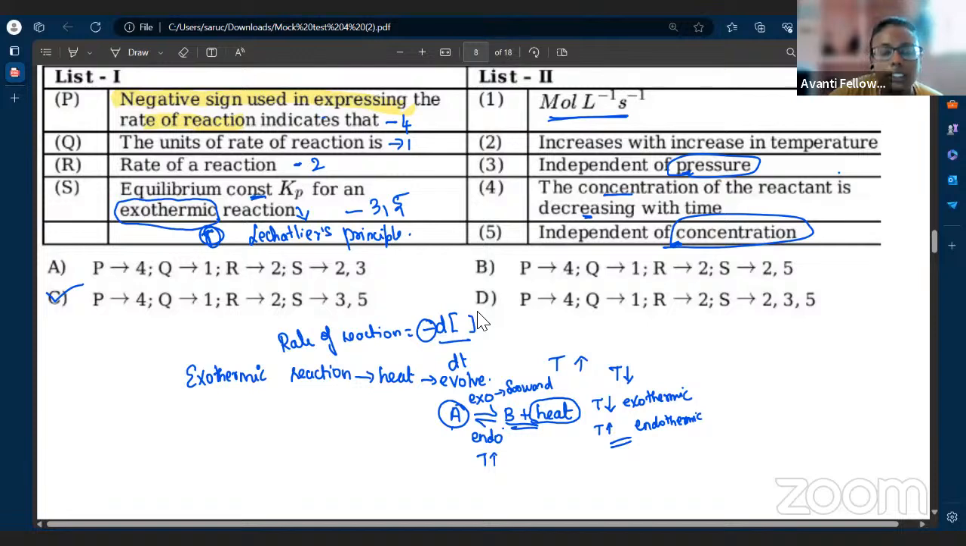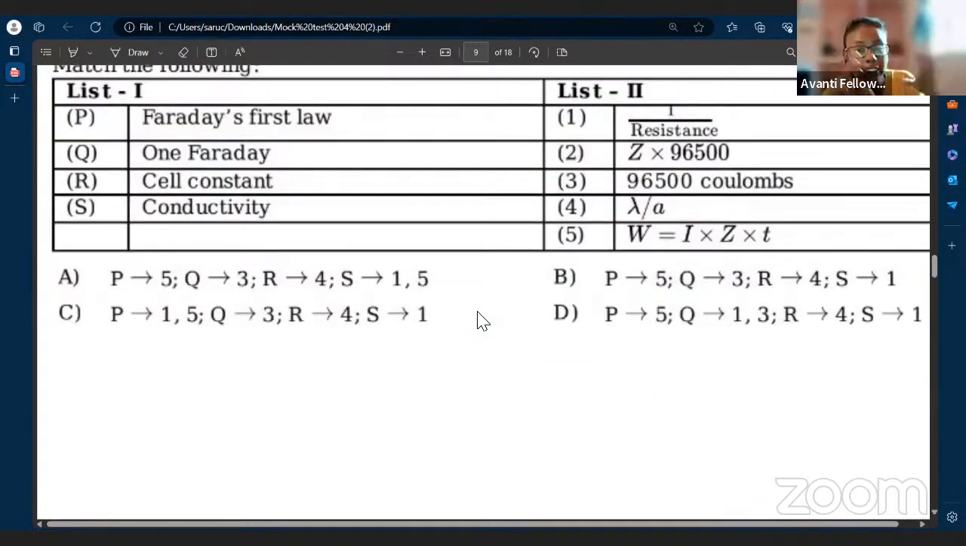The next question is to match these terms with the formula. Note that this is not lambda, this is L by E. Have you done the matching? Just try this question. It is an easy question. You are going to match the given terms, which are well known to you. This is from the electrochemistry part.